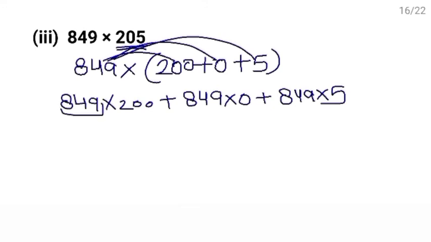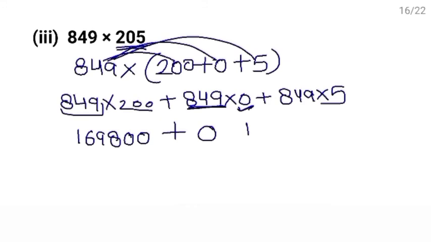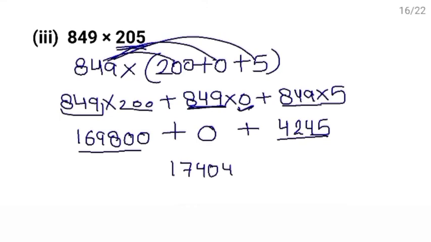Multiply this 849 by 2. What do you get? You get 1698. How many zeros were there? 2. So put 2 zeros. Plus when you multiply any number by 0, what do you get? You get 0. This is the property of 0. Multiply this 849 by 5. This is 4245. Now add this number with this number because 0 means nothing. So what do you get? 1,74,045. This is your answer.